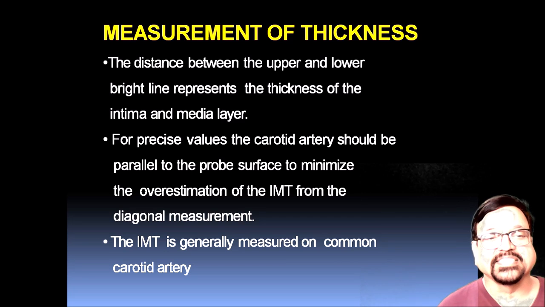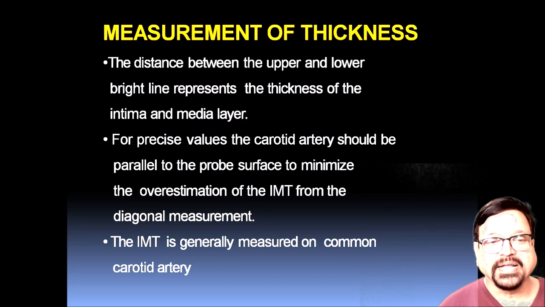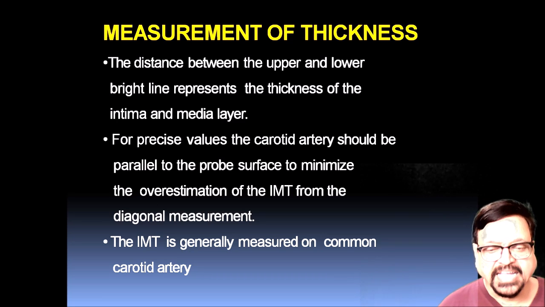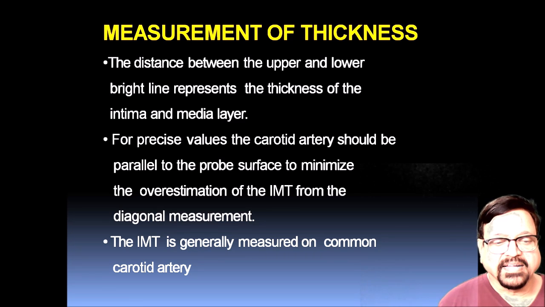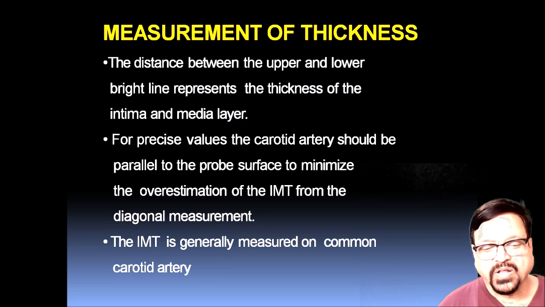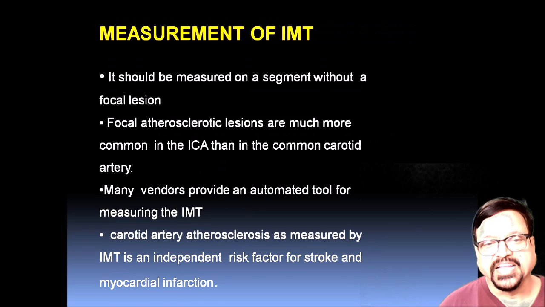Measurement of the thickness: the distance between the upper and the lower bright line represents the thickness of the intima and media layer. For precise values, the carotid artery should be parallel to the probe surface to minimize overestimation of the IMT, that is the thickness, from diagonal measurements. The IMT is generally measured on the common carotid artery.